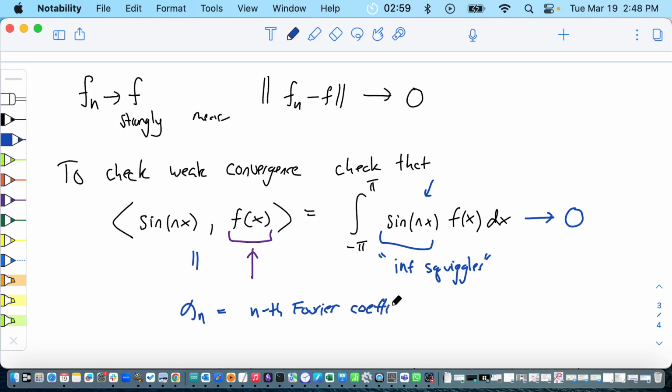So we know that, from our main quest in the course, is to prove this Fourier thing.